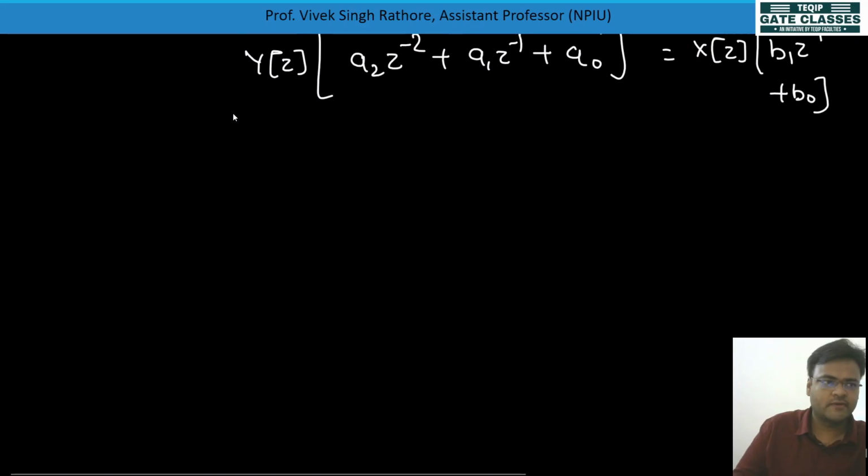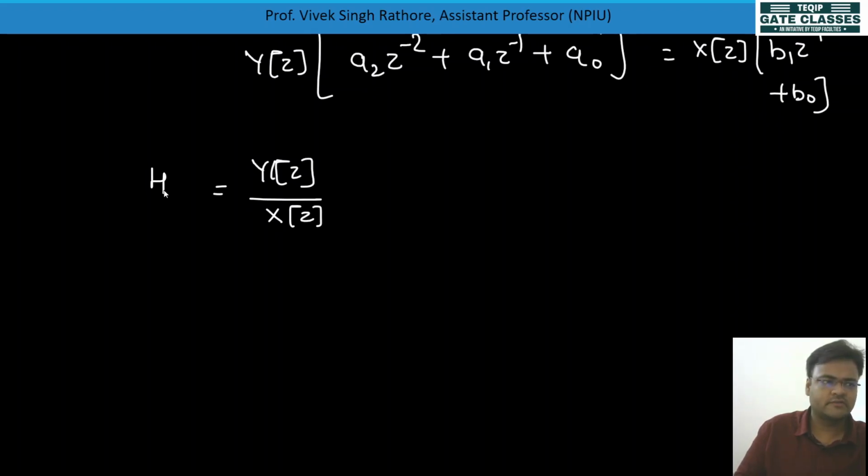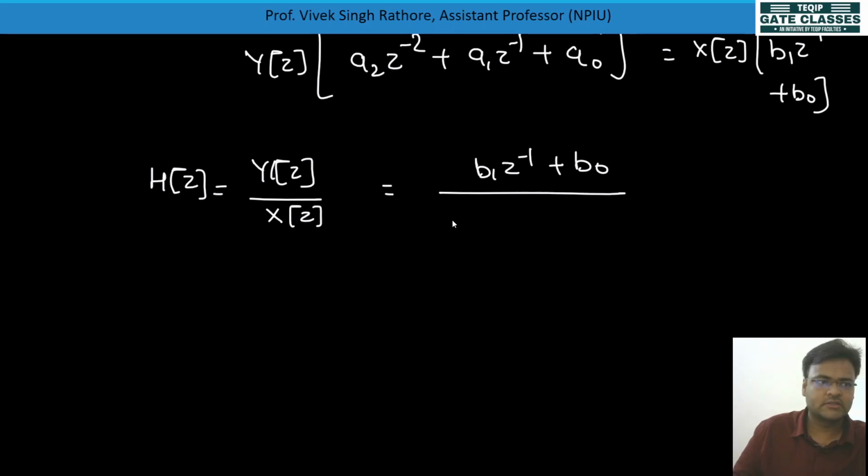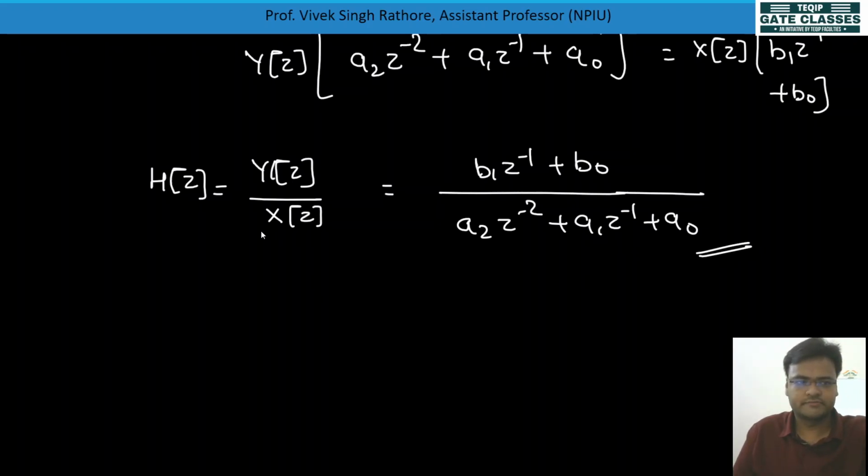Now for the transfer function, what we can do, y of z by x of z is equal to h of z, because actually h of z only we wanted to see, the z transform of the impulse response. So we can get b1 z minus 1 plus b naught by a2 z minus 2 plus a1 z minus 1 plus a naught. This is the h of z, y of z by x of z. This is the transfer function in the z domain.